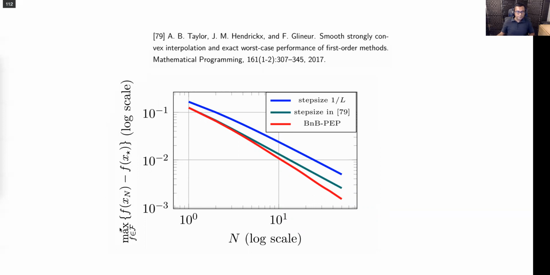Now, once we apply BnB-PEP to this setup, we see some very interesting things. I am plotting the worst-case performance measure of different algorithms in a log-log plot. This is the step size of 1 over L, for which we have a convergence proof of rate O of 1 over N. The blue curve corresponds to that. This is for the step size proposed by Taylor et al., shown in the paper. And finally, the red curve corresponds to BnB-PEP. As you can see, in the log-log plot it clearly corresponds to a different rate, and it is actually somewhat faster than 1 over N based on these 50 iterations that I have plotted.